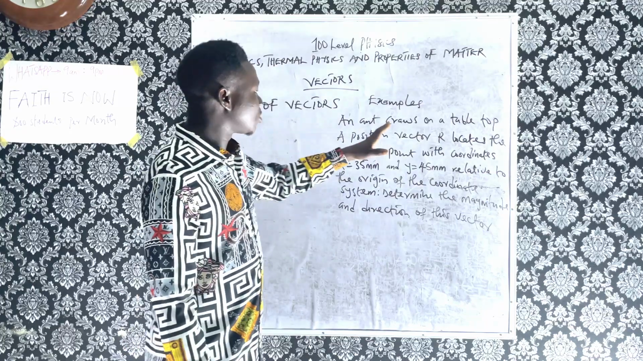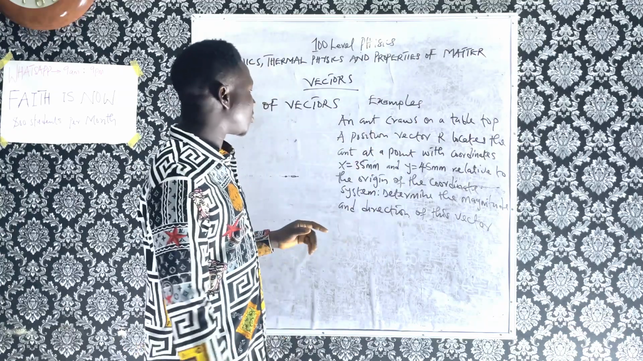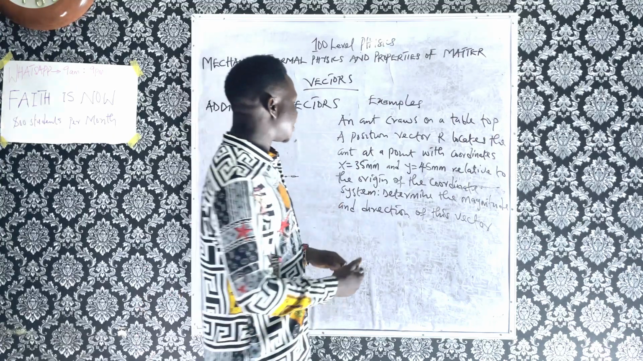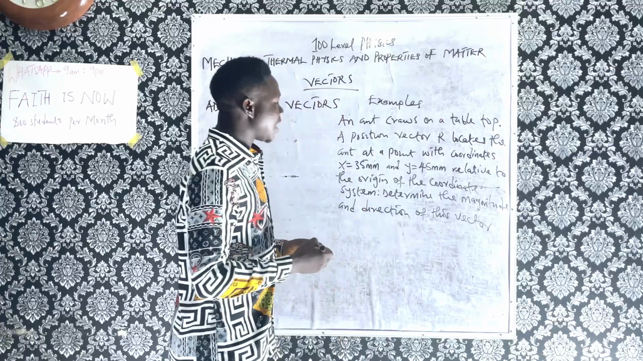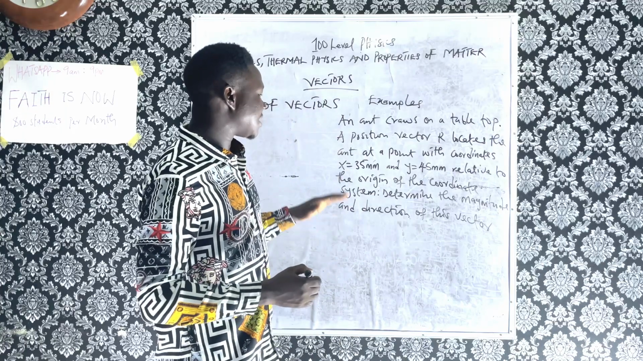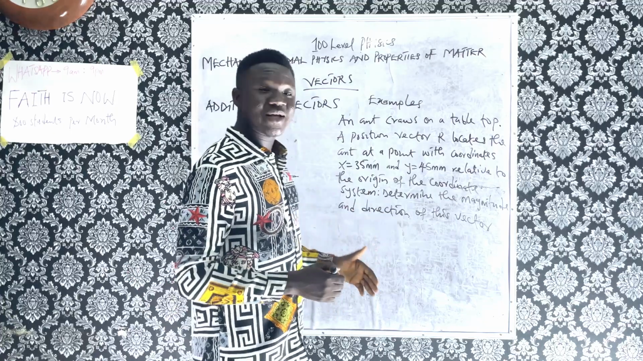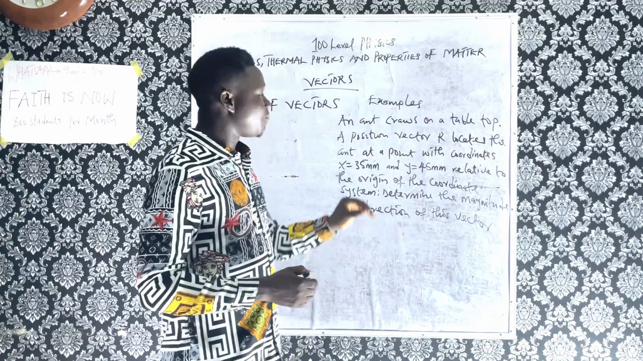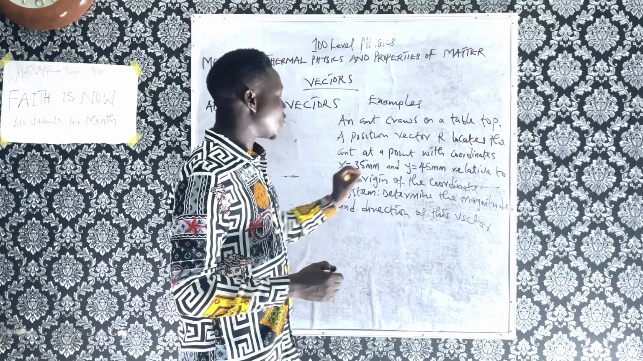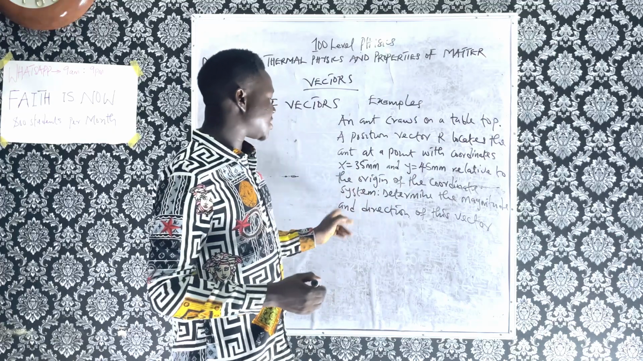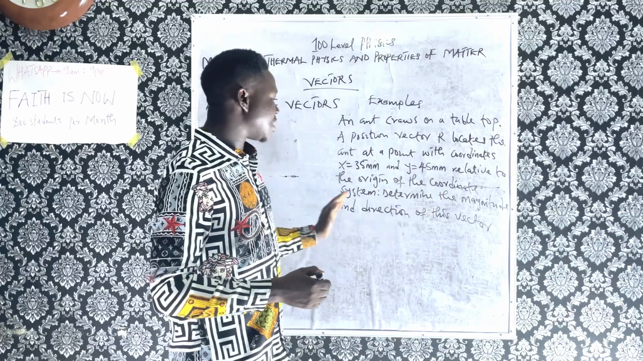An ant crawls on a tabletop. A position vector locates the ant at a point with coordinates x equals 35 millimeter and y equals 45 millimeter relative to the origin of the coordinate system. Determine the magnitude and direction of this vector.